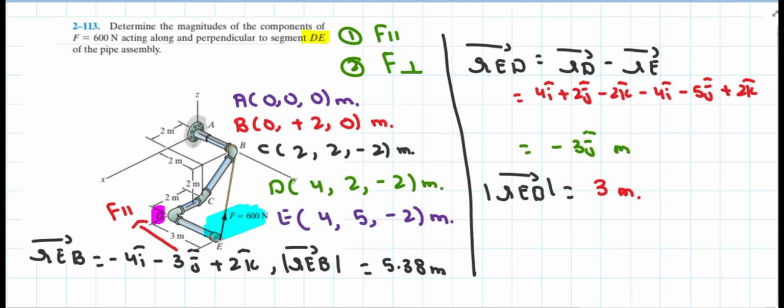Now we successfully found the position vectors by the help of those locations, and by the help of these position vectors we are going to our final step, that is finding out the parallel and perpendicular component of force. So without any delay, let's start.